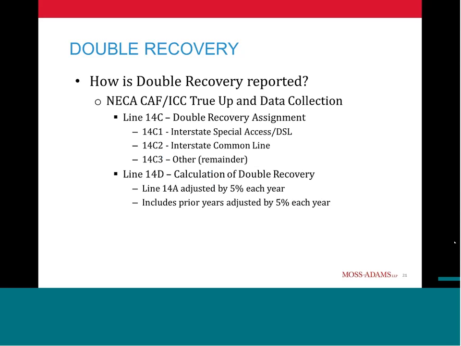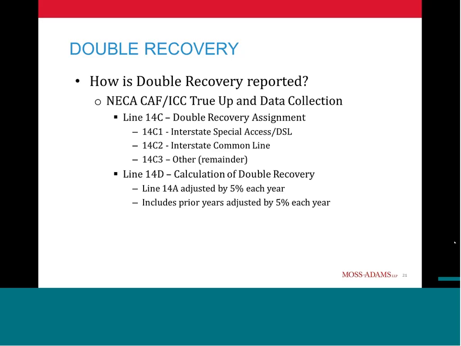Following that up, line 14C is showing how that double recovery assignment is then allocated to different services or different rate elements. Line 14C1 is saying how much of the double recovery has been assigned to interstate special access or DSL. Line 14C2 is showing how much of the double recovery has been assigned to interstate common line. And then the remainder goes to line 14C3, which is other, which likely means that the interstate switched access cost has been assigned to the intrastate jurisdiction in your cost study.